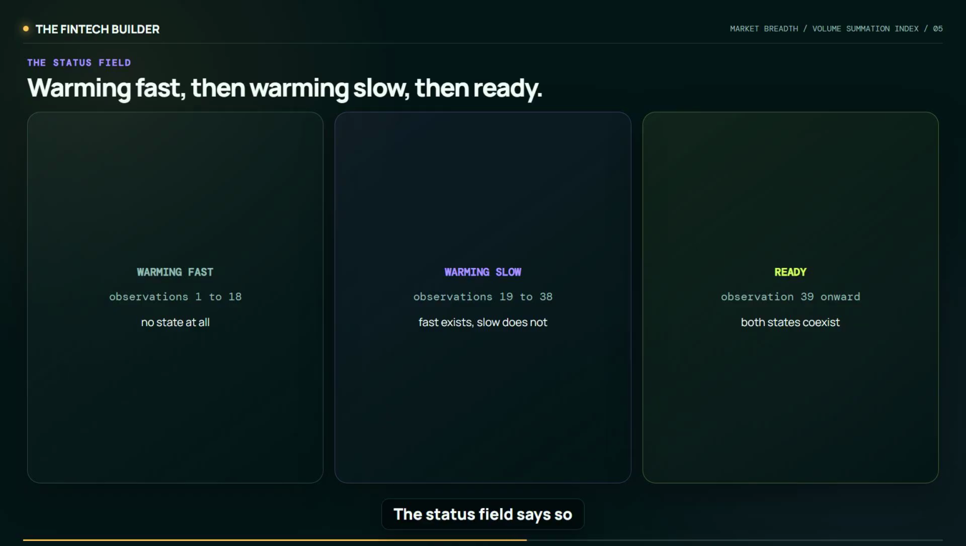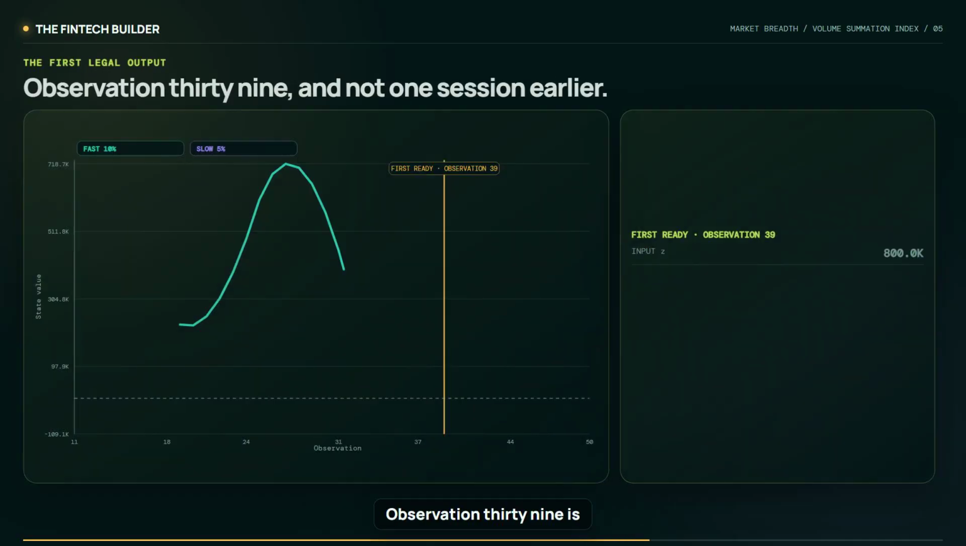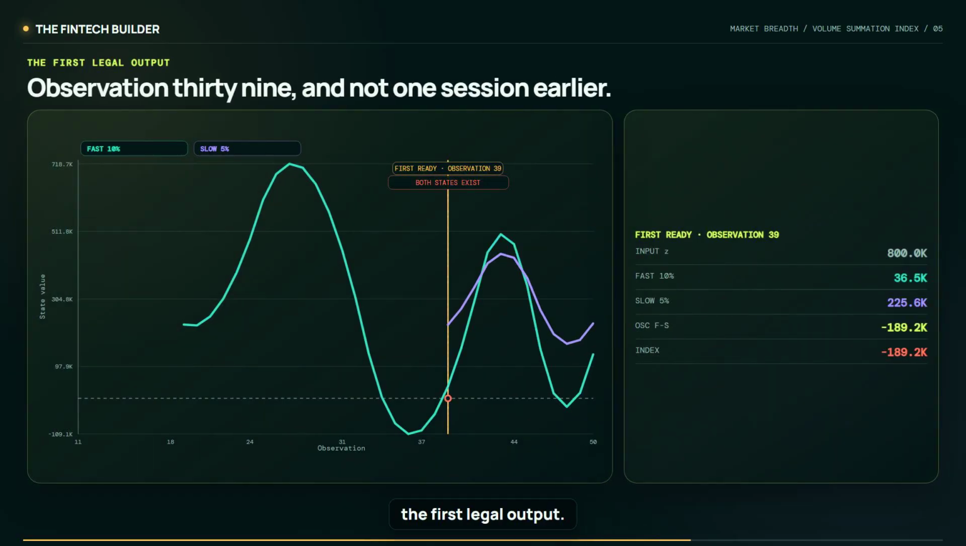The status field says so explicitly, warming fast, then warming slow, then ready. Observation 39 is the first legal output, not an approximation of 1, not a 0 placeholder. The first observation where the comparison the algorithm is making is actually defined.